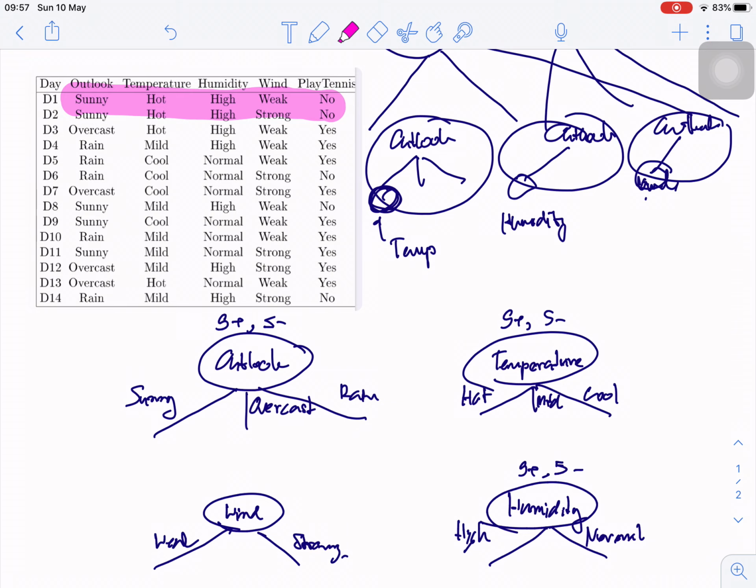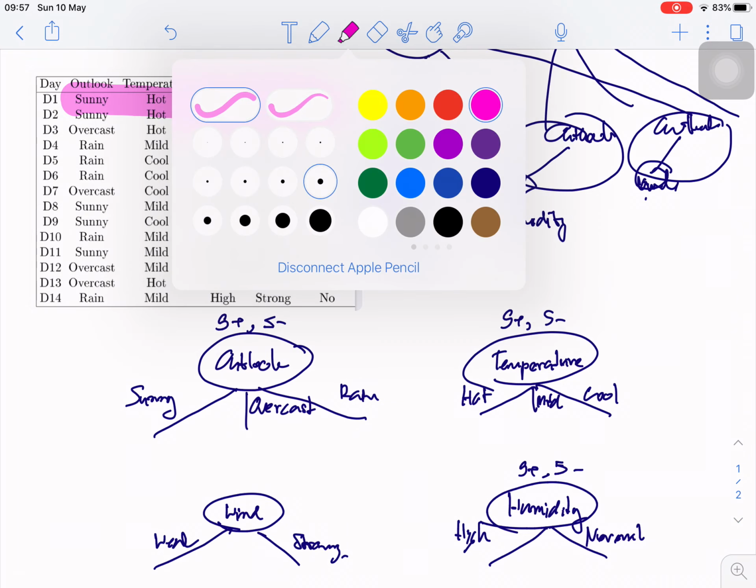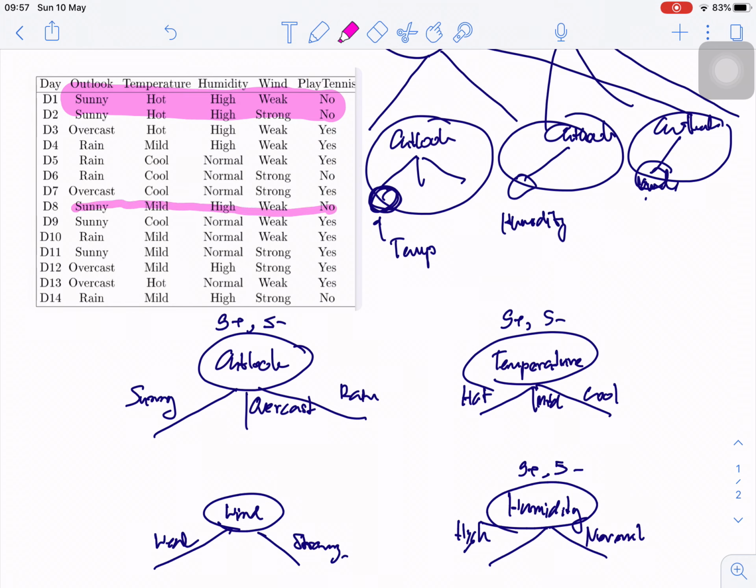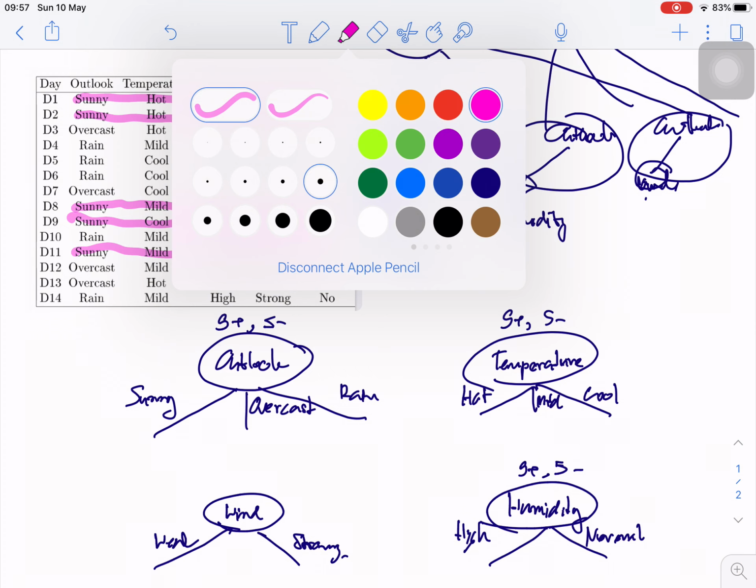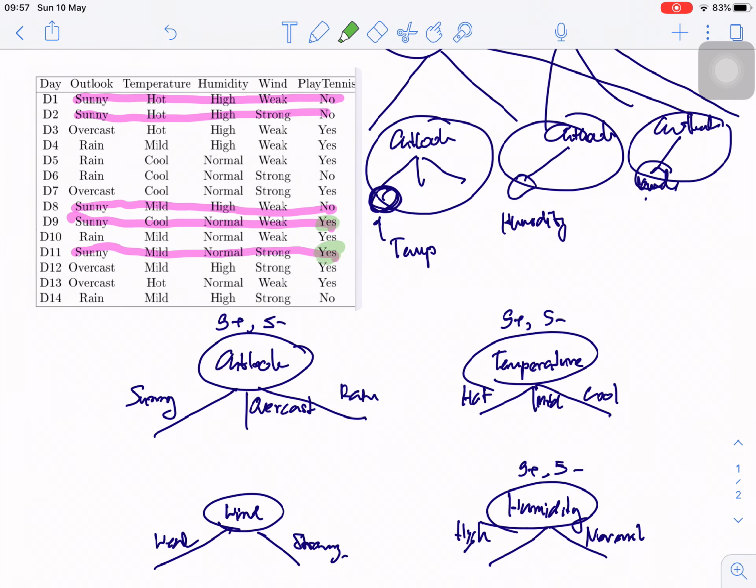So if we consider the outlook first, for the outlook, you can see that for sunny, this is sunny. This one also sunny, sunny, sunny. So we have, oh sorry, we have 1, 2, 3, 4, 5. We have 5 days that are sunny. And in 5 days, I think you can see that there are just only 2 positive and 3 negative. So it has 2 positive and 3 negative, right?